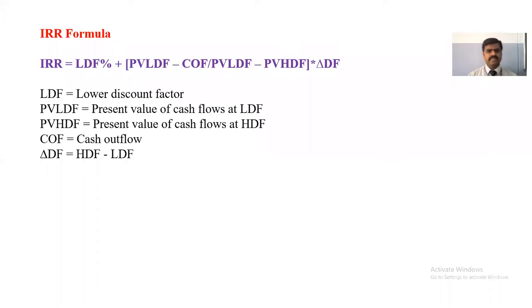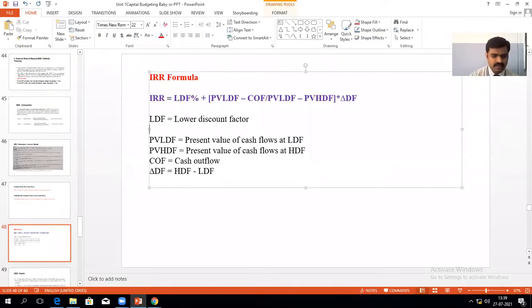Okay. So below you can see the full forms of the abbreviations. What is LDF? Anyone? Lower discount factor. Yeah. And what is PV LDF? Present value of cash flows at LDF. Yeah, present value of cash flows at lower discount factor. And PV HDF? Present value of cash flows at HDF. HDF means what? Higher discount factor. I think I didn't mention that, sorry.